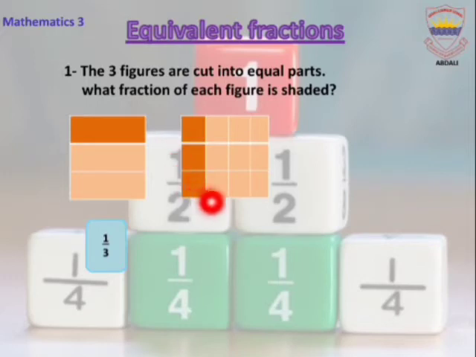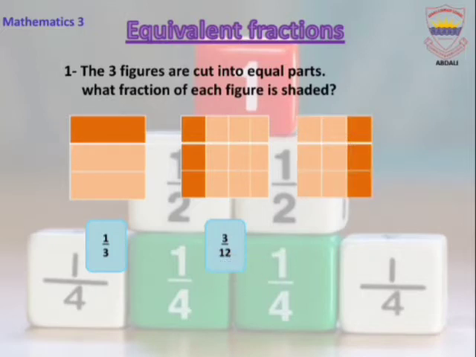Here students, our second figure is shown. This figure is divided into total 12 parts and 3 parts are shaded. We write the shaded parts, 3, in the numerator place and the total number of parts, 12, we write in the denominator place.